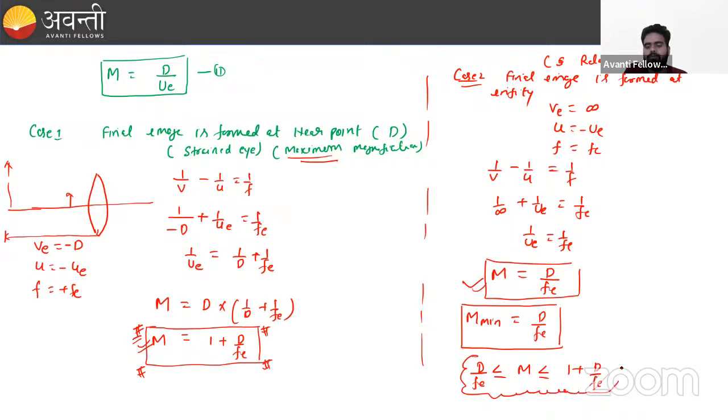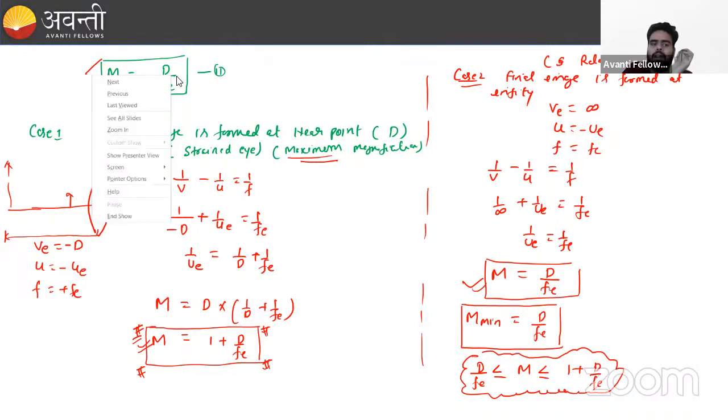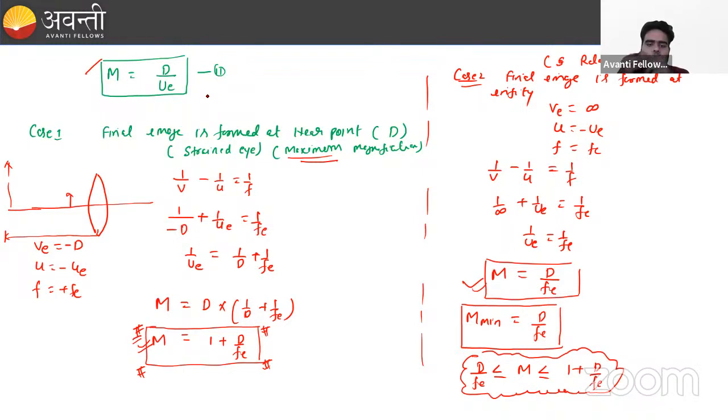If anyone asks me what the angular magnification of the simple microscope is, we can say the general formula. When nothing is mentioned, we are going to use the general formula. But if somebody asks me what the range is, we can say d by fe is the minimum and 1 plus d by fe is the maximum value.